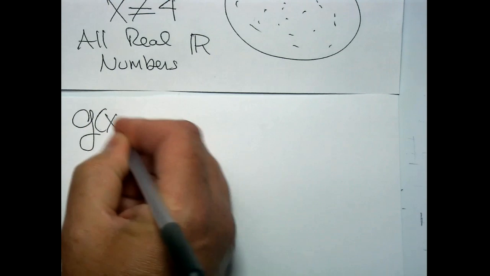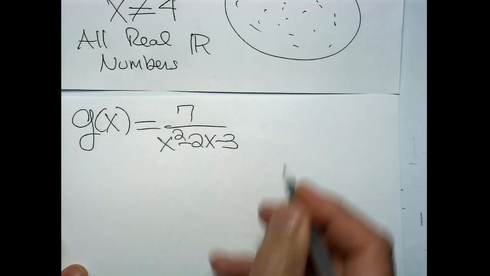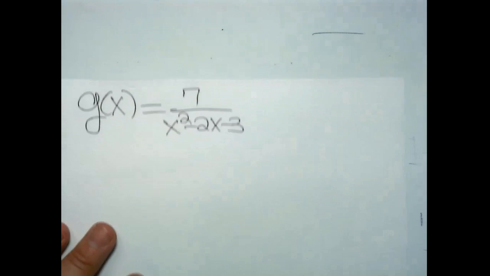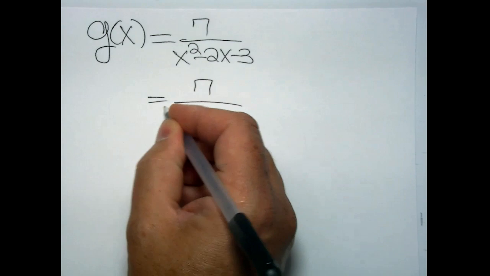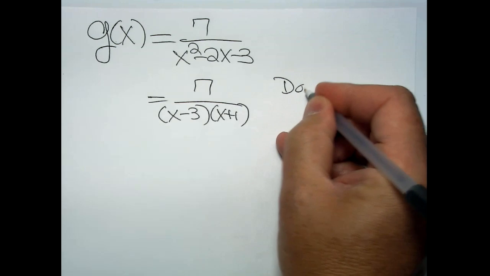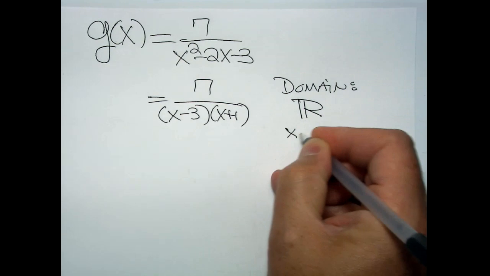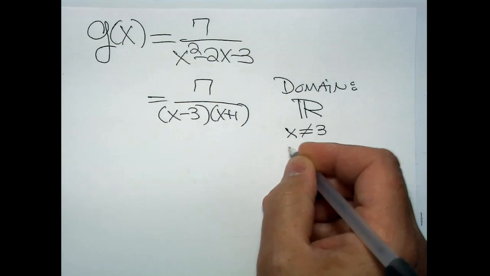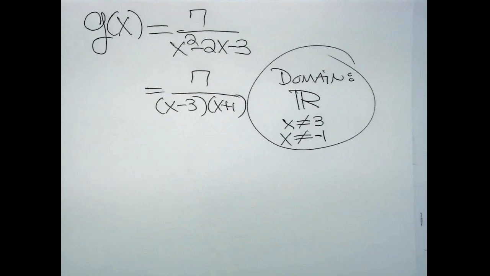Let's use g. g of x is equal to 7 divided by x squared minus 2x minus 3. And I'd like the domain. Every number that makes the function behave or work. And I want to eliminate the numbers that don't. So, what if we factored this thing? I would say my domain is all real numbers except I don't want 3 and I don't want -1. Those are both bad news. There's your domain right there.